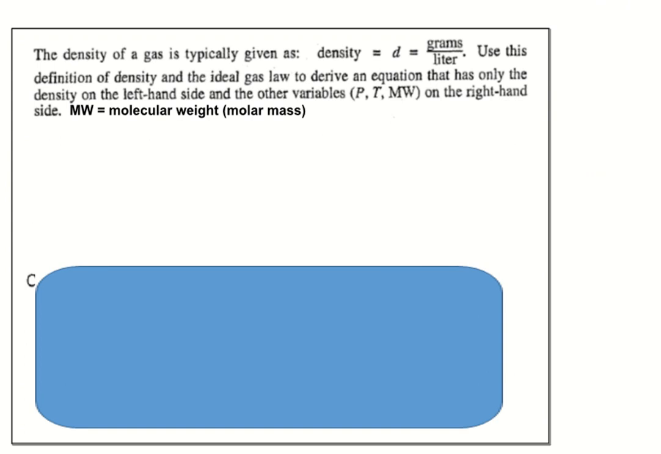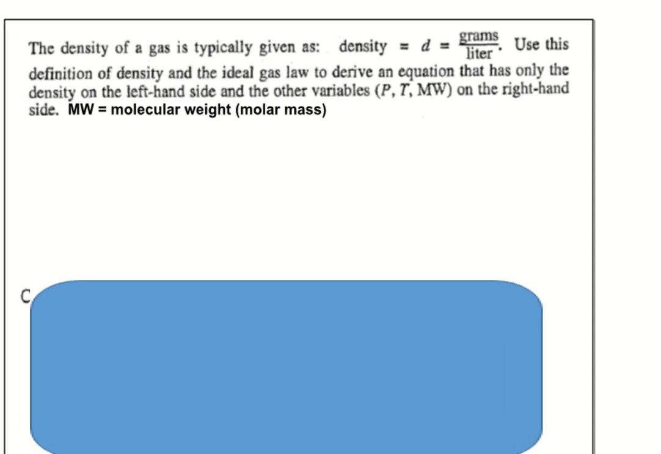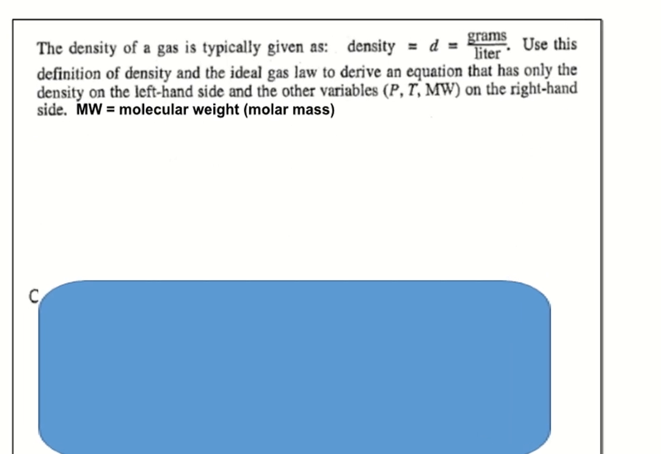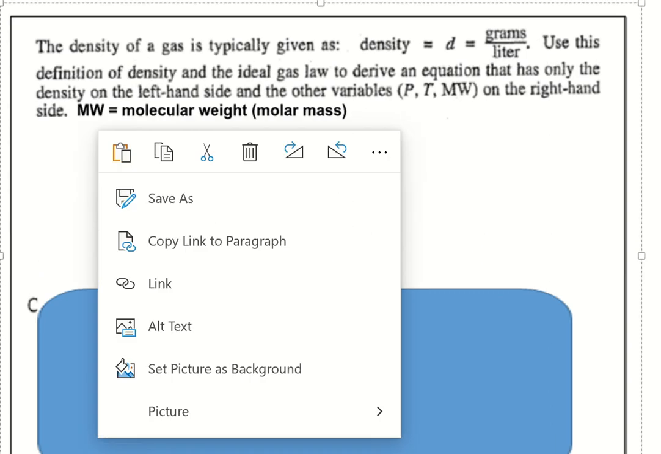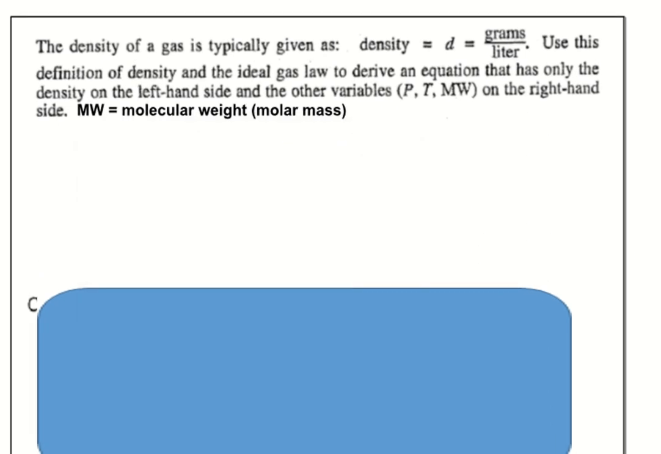The density of gas is typically given where density equals mass over volume, or grams over liters. Using this definition of density and the ideal gas law, we want to derive an equation that only has density on the left side and has our other variables, pressure, temperature, and molecular weight, on the right-hand side.